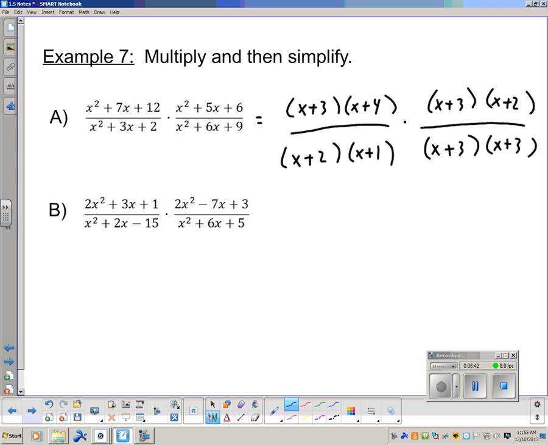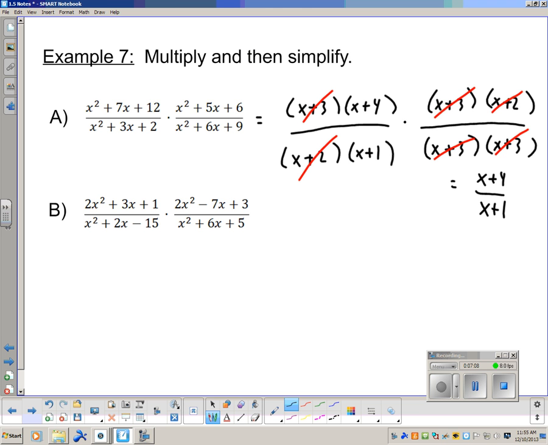So again, one at the top can cross out with one at the bottom. So I've got an x plus 3 and an x plus 3. I've got an x plus 2 and an x plus 2. I've got another pair of x plus 3's. And I'm left there with x plus 4 over x plus 1. There it is, simplified as much as possible.